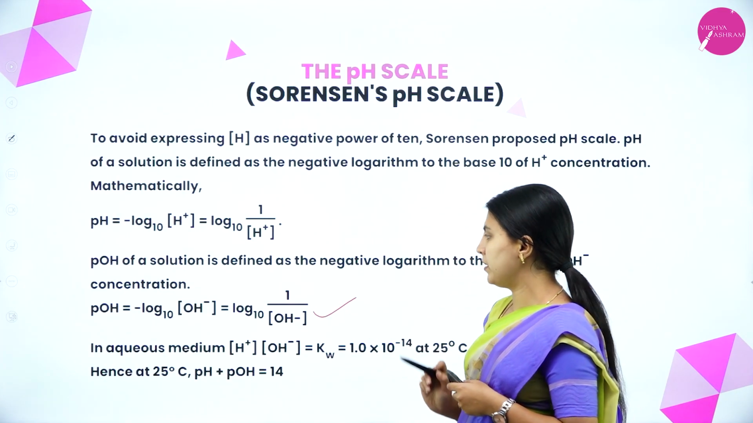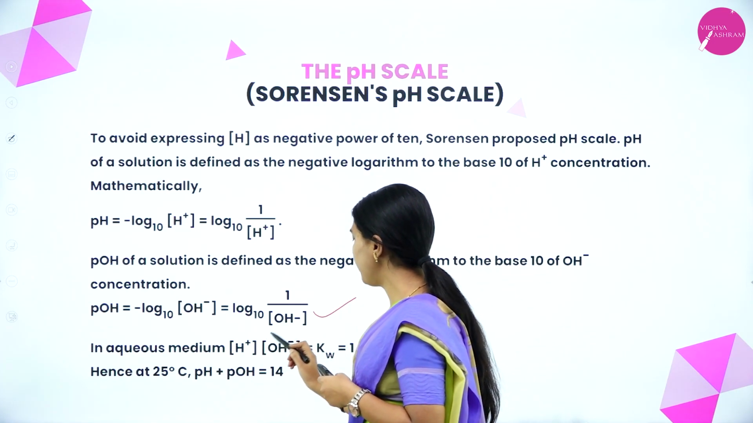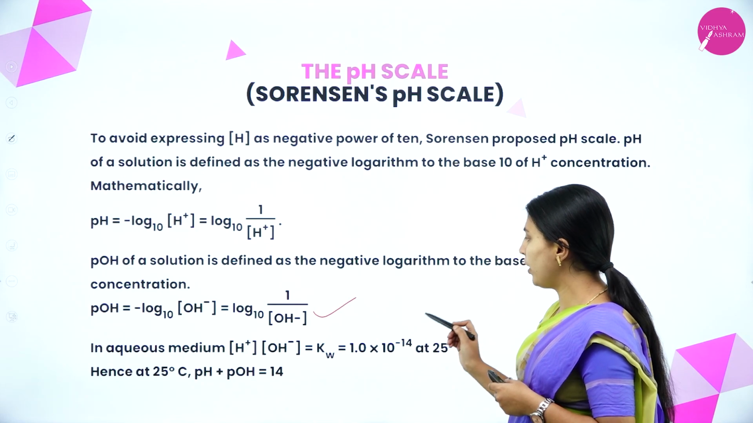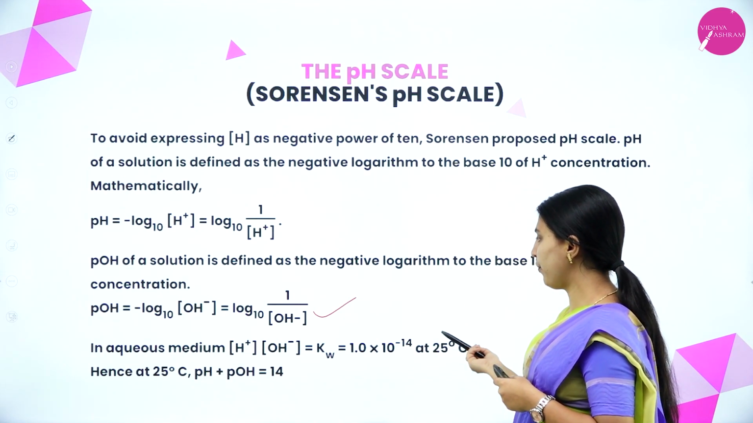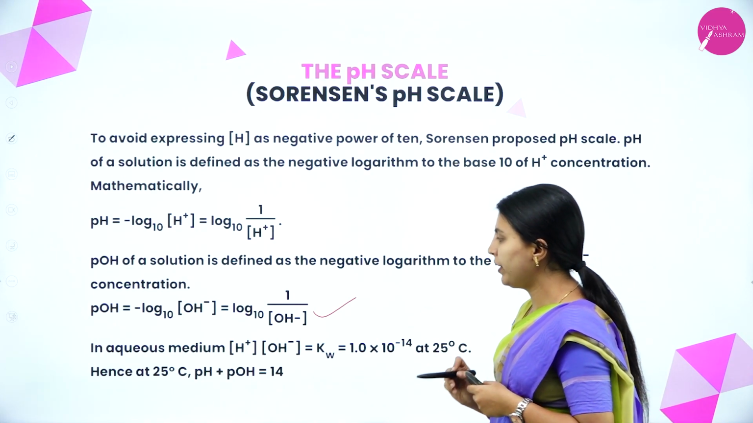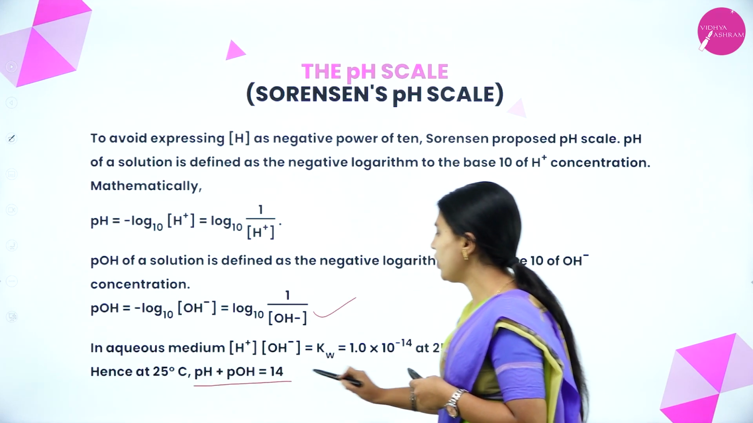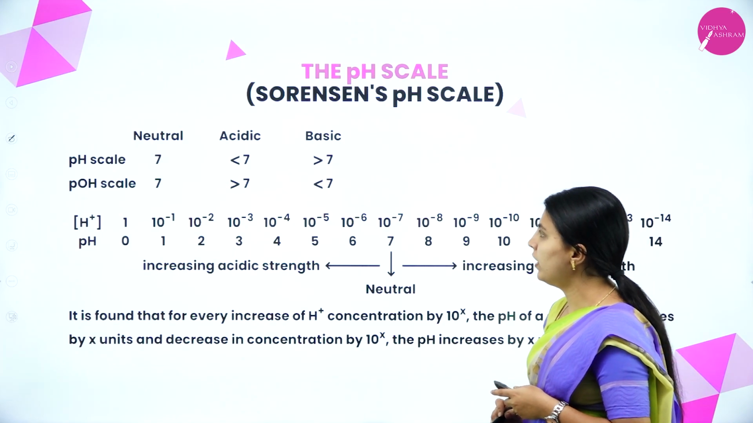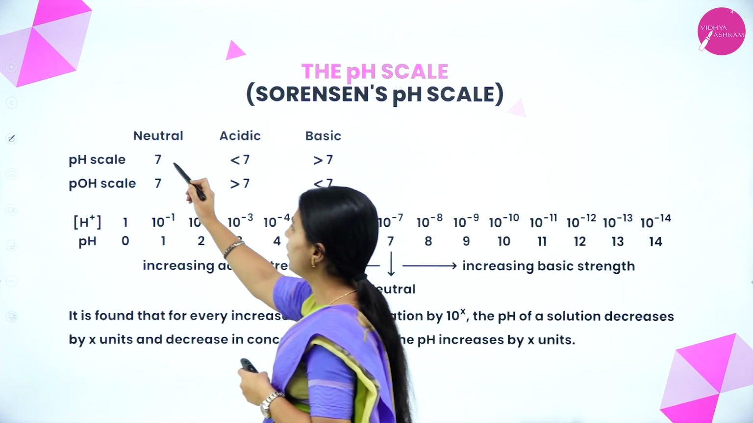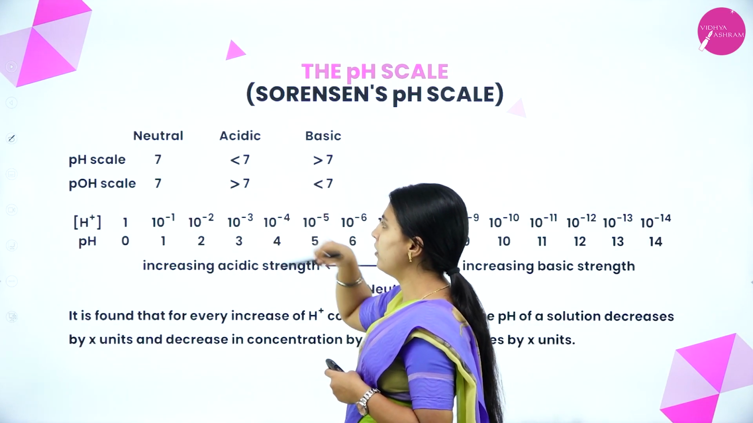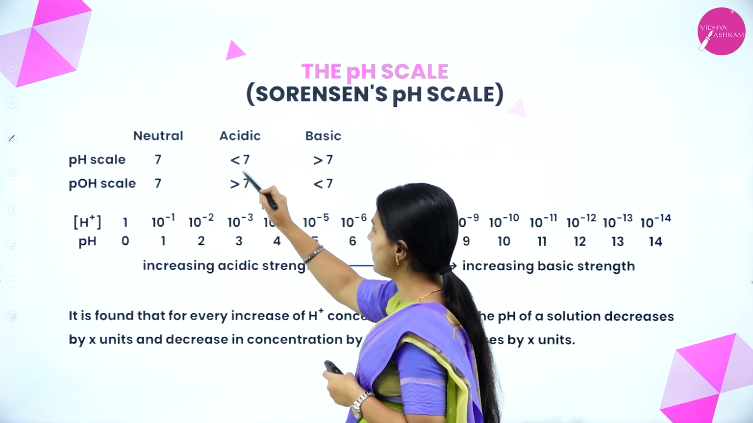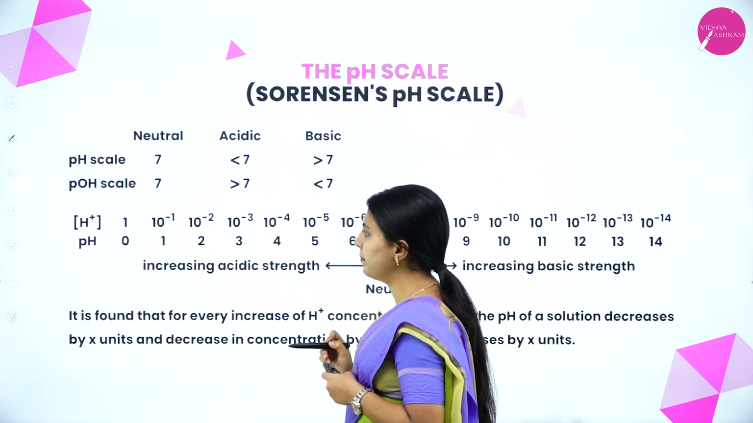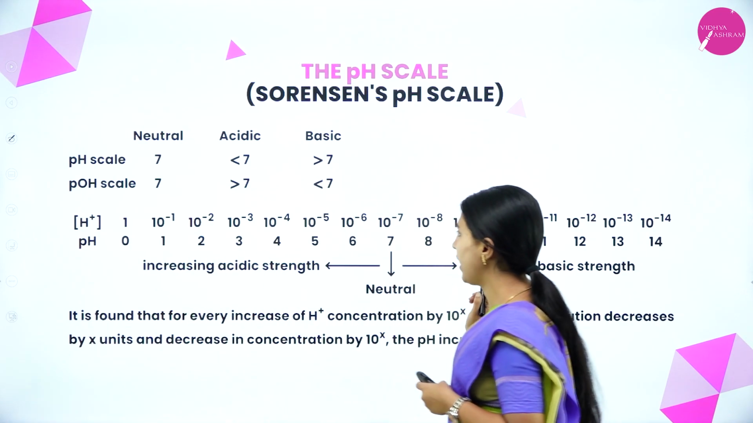This is for pOH or basicity. In aqueous medium, H plus into OH minus equals Kw, which is 1.0 into 10 to the power of minus 14. Hence, at 25 degrees, pH plus pOH equals 14. Okay. See here, on the pH scale neutral is 7. Acidic means less than 7. Basic means more than 7. Okay. See, this is the overall pH scale.